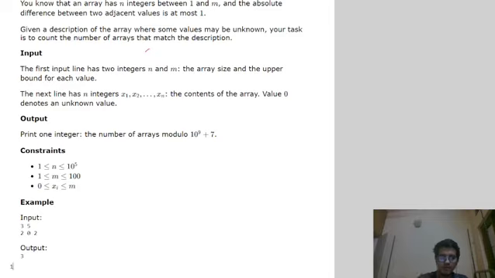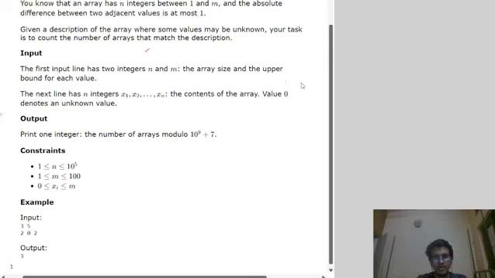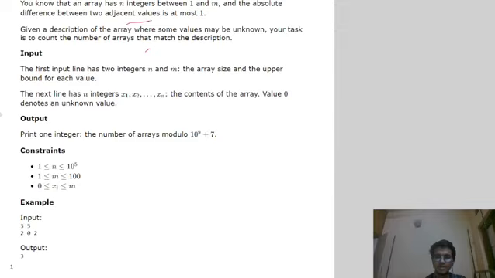This is a problem from the DP series, from the CSES sheet, and the problem name is Array Description. So let's read what the problem is saying. Basically, you know that an array has n integers between 1 and m, and the absolute difference between two adjacent elements is at most 1. Given a description of the array where some values may be unknown, your task is to count the number of arrays that match the description.